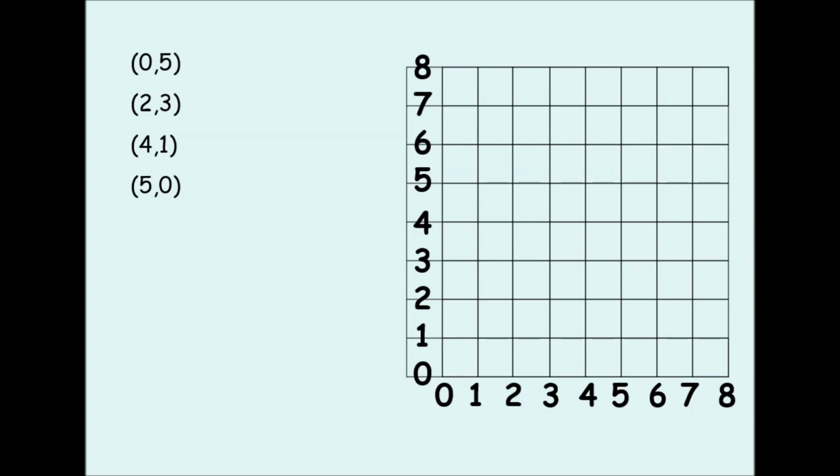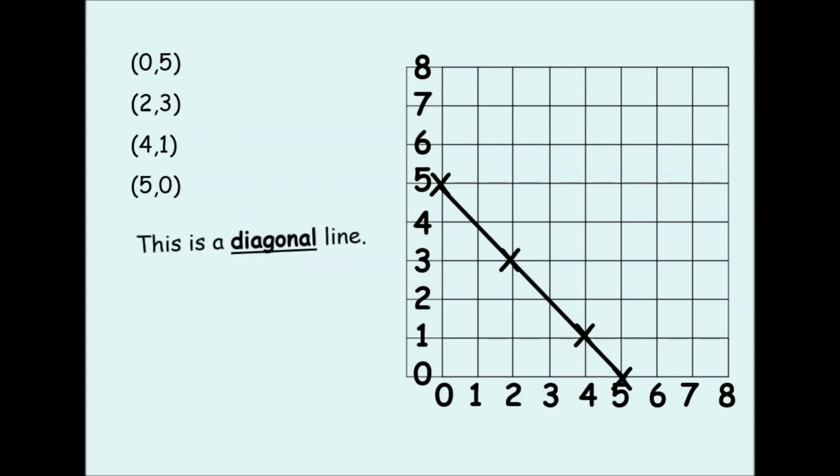I have got 4 coordinates. I am going to plot those 4 coordinates for you. That first one is 0, 5. Now I've plotted 2, 3. Now 4, 1. And finally 5, 0. And if you look very, very carefully, you'll see that I am able to make a diagonal line. I have managed to draw a line that goes through all of those points.